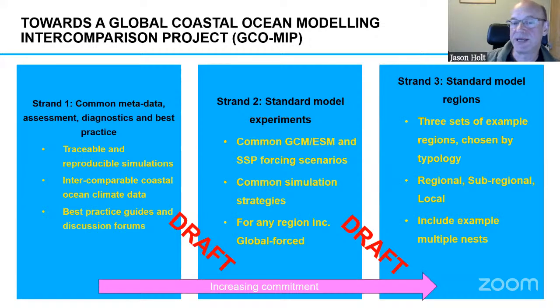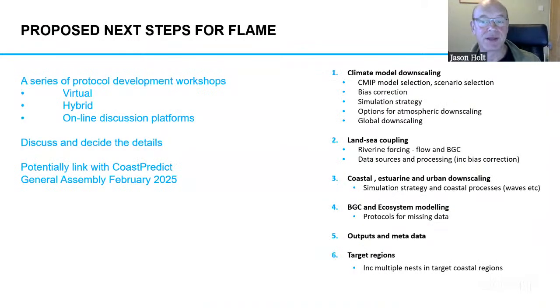The next strand would be to provide standard model experiments, so particular choices of global models to provide forcing, and common simulation strategies. And the third strand, which is possibly quite a big ask, is to have standardized regions. So regions where, if everyone could run this region, then we could provide a common assessment, for example, of uncertainty. But I appreciate that is generally quite a big ask for communities to work in regions that they would not normally do. So that's the outline plan, and it's very much draft thinking at the moment. And we're moving towards evolving and refining this through a set of protocol development workshops, most likely virtual.